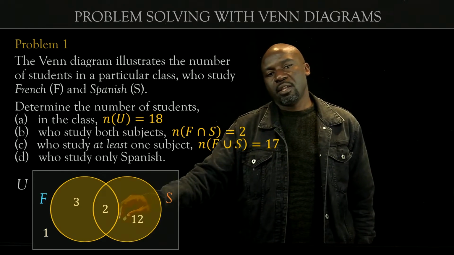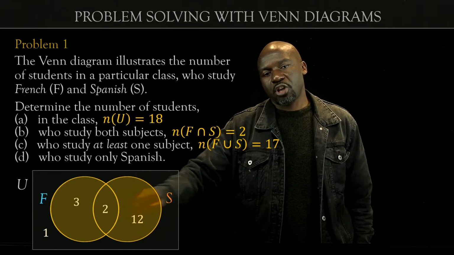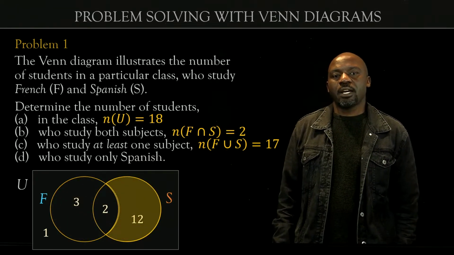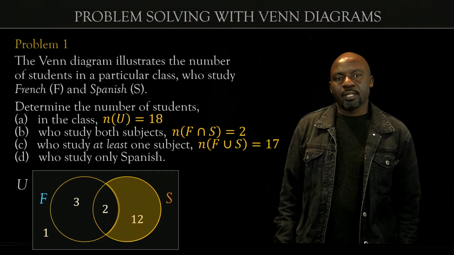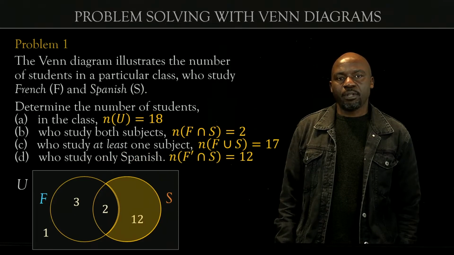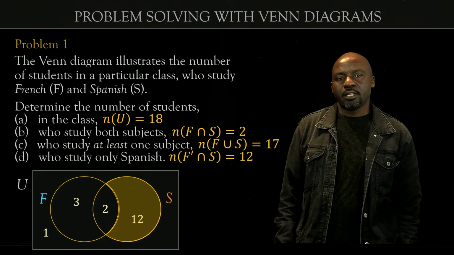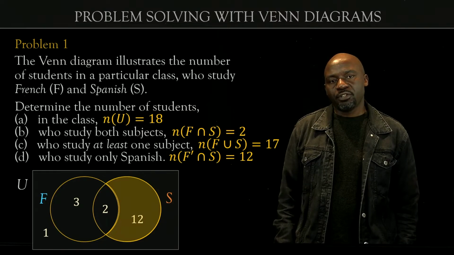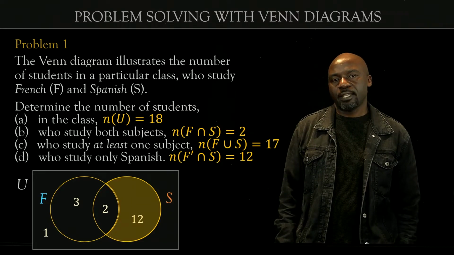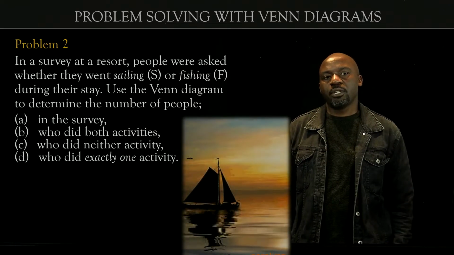That would be the moon shape, the crescent shape around this. Let's see. So that is referring to that region there. And as you can see, there are 12 students in that region. So we can say the number of students in F complement intersection S, that is to say, not in French, but in Spanish, that has to be 12 students, like that. I hope this is making sense.